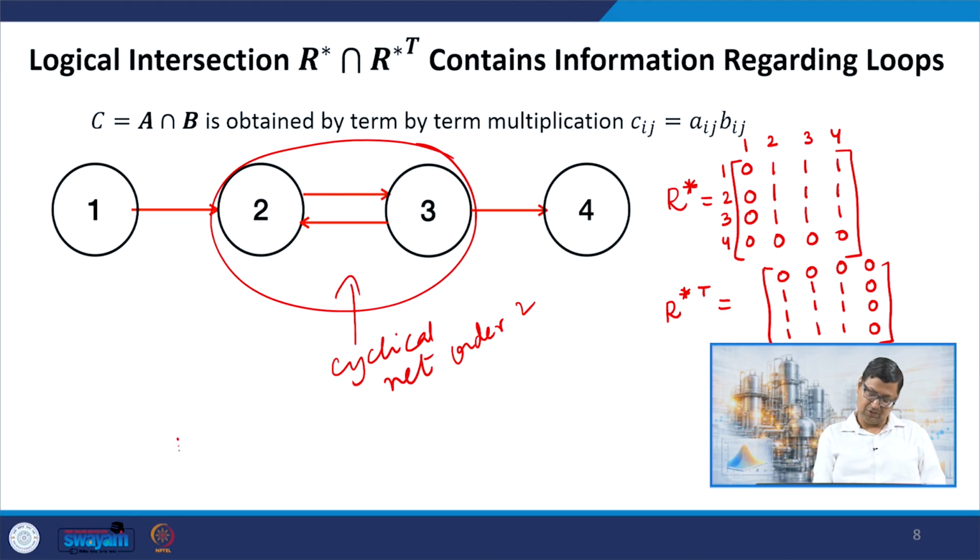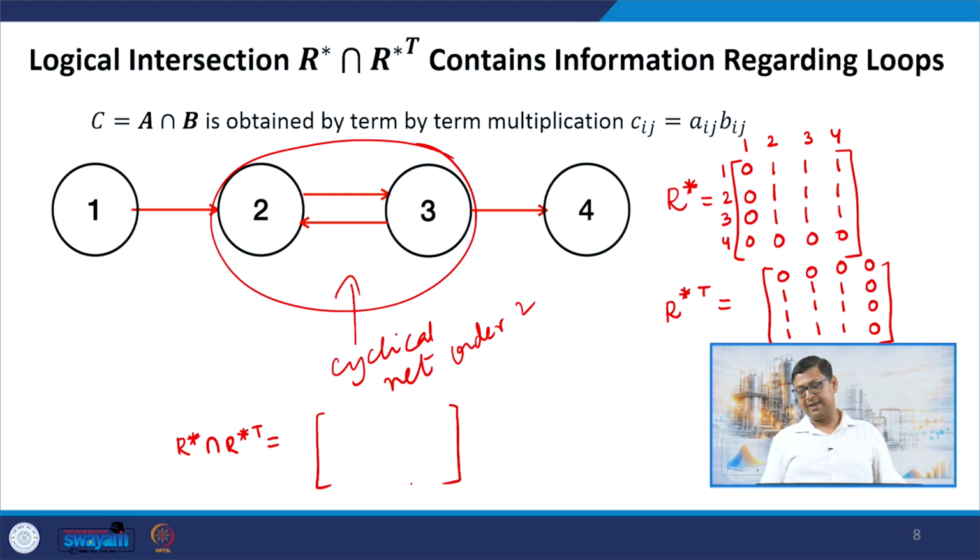So now if I do R star intersection R star transpose, I will do a term by term multiplication, and now you see the terms which are going to be retained in the matrix are the terms where we get a 1 in R star and we also get a 1 in R star transpose. Let us say, for example, this element, it is 1 here, but the corresponding element in R star is 0. So that element is going to be 0.